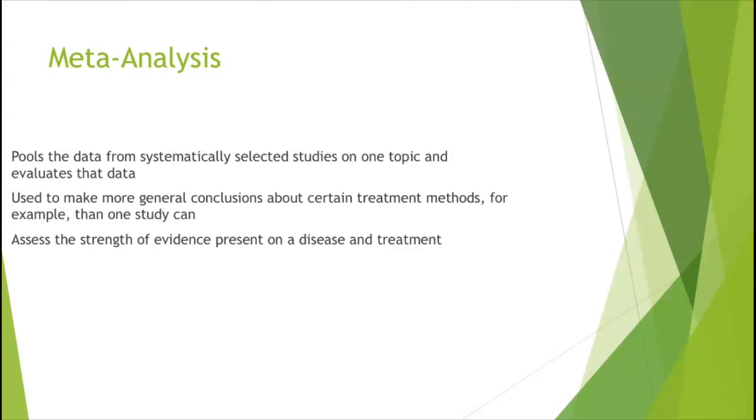So by pulling the data together in a systematic way, and there are very stringent rules you have to follow, you'll be able to make a more general conclusion about a certain treatment method, for example, than one study can. And what a meta-analysis ultimately does, it assesses the strength of evidence present in the disease and treatment, not just from one study, but from the data pooled from all the studies. And it includes everything published on this particular topic for a certain time frame. Everything that fits whatever categories are selected for this meta-analysis.